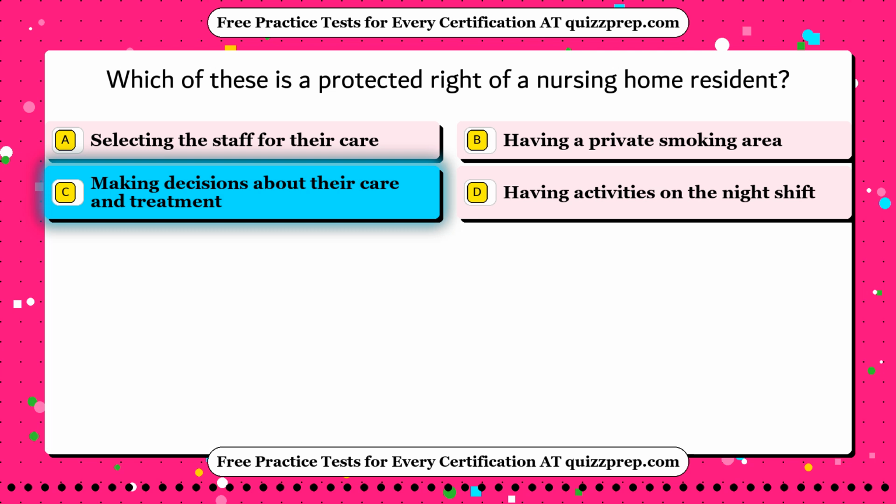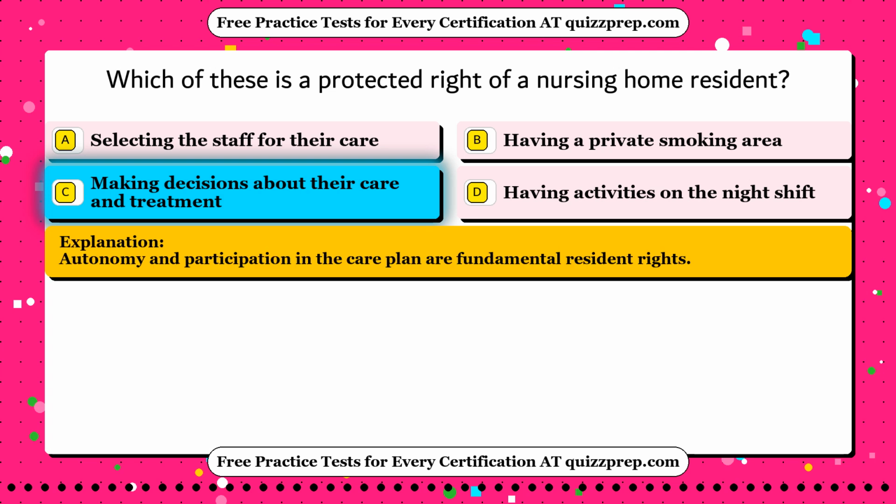The correct answer is option C, making decisions about their care and treatment. Autonomy and participation in the care plan are fundamental resident rights.